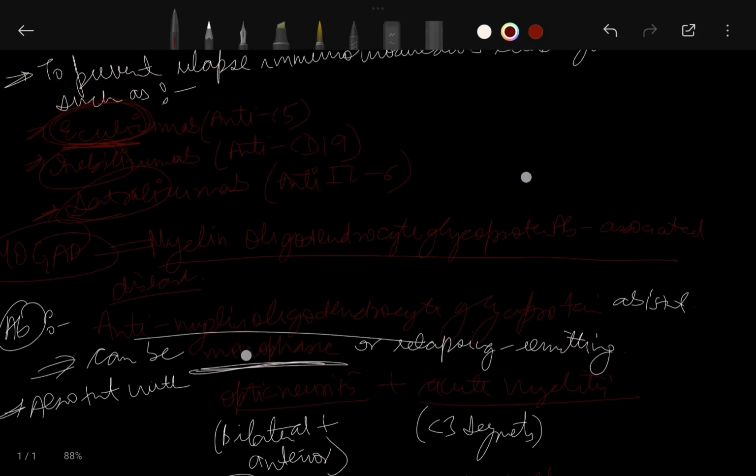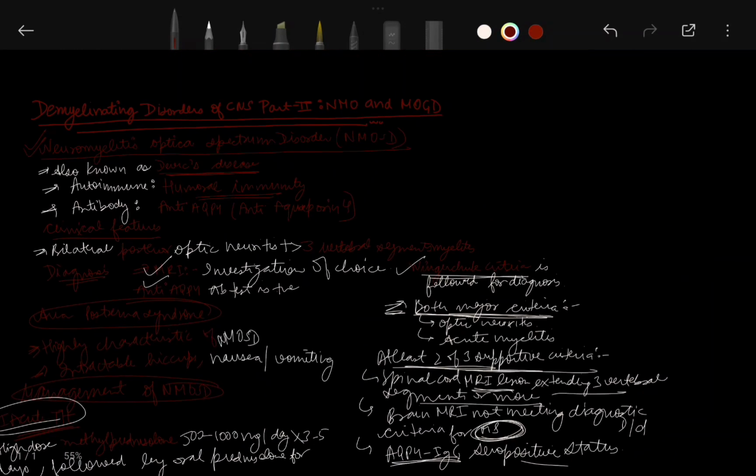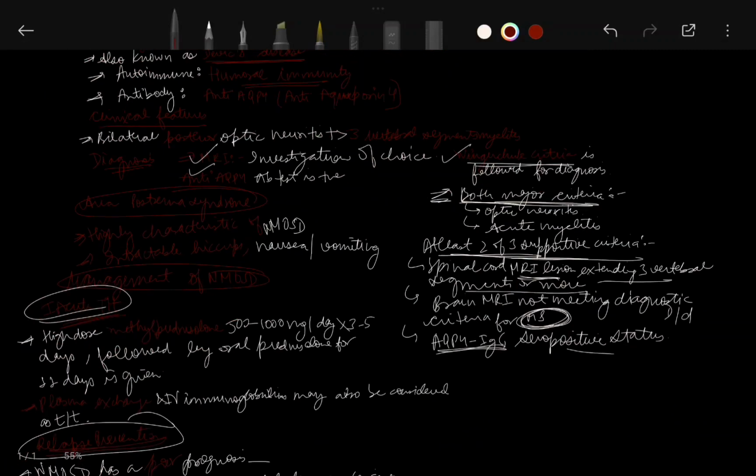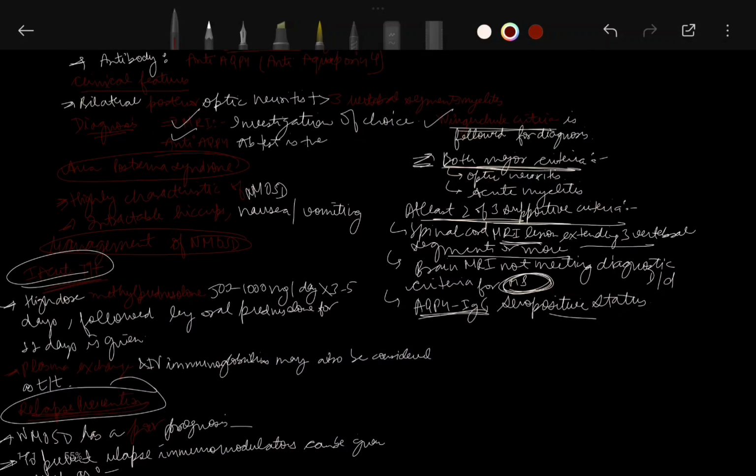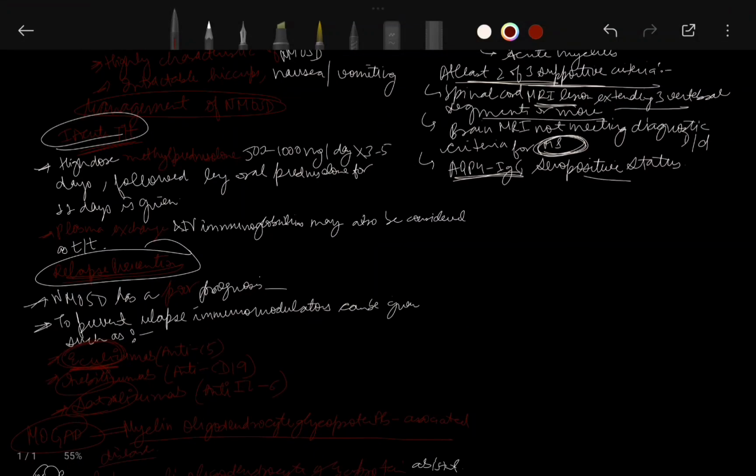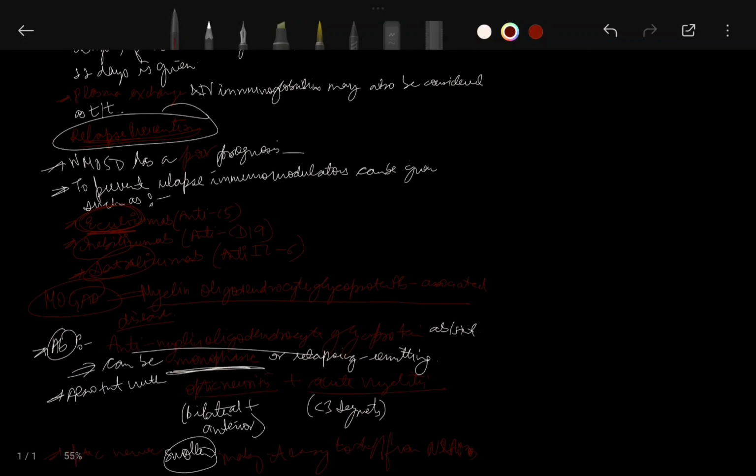Okay, till now, what have we covered? Overall, neuromyelitis optica spectrum disorder, also known as Devic's disease, where autoimmune humoral immunity is present. MRI is the investigation of choice. Anti-AQP4 antibody test is positive, and Wingerchuk criteria is followed for diagnosis. Acute treatment is high dose methylprednisolone 500 to 1000 mg per day for 3 to 5 days, followed by oral prednisolone for 11 days. Plasma exchange and IV immunoglobulin may also be considered. NMOSD has a poor prognosis.